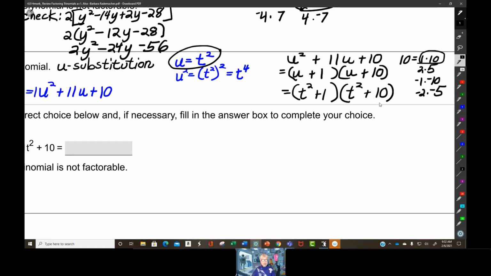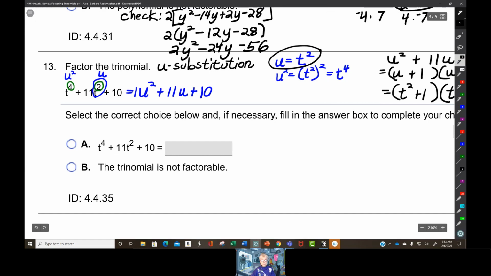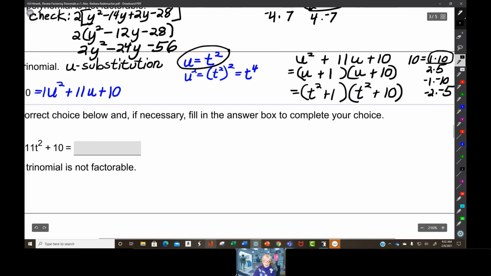Now, for those of you who have solved quadratic equations and quadratic-like equations, you're going to be tempted to solve that. Don't do it. These are not solving problems. You're not solving anything. All you're doing is factoring. So your final answer is going to be t squared plus 1, t squared plus 10. And then check your answer.